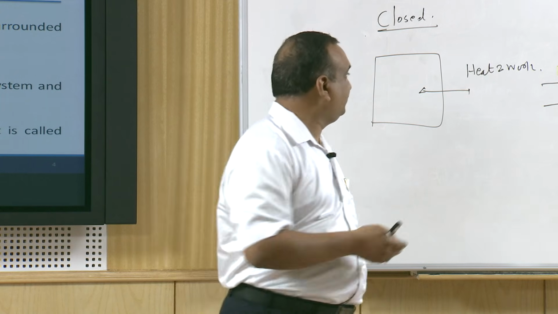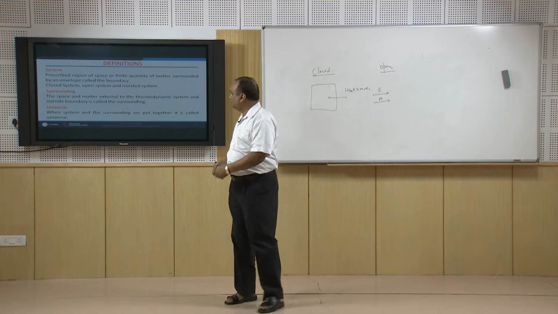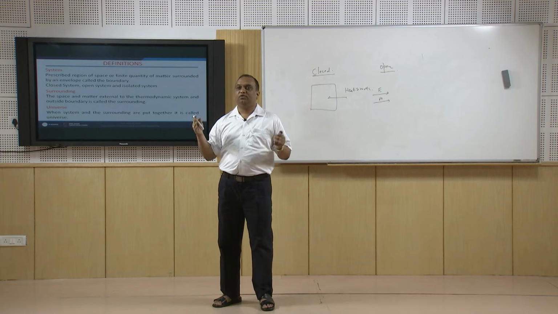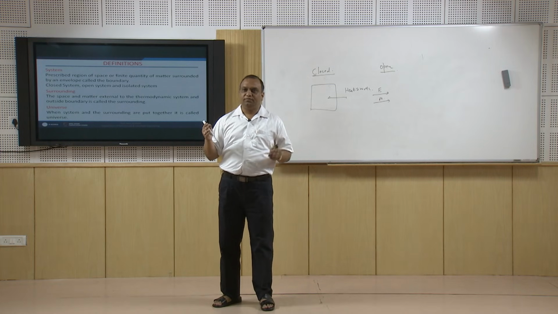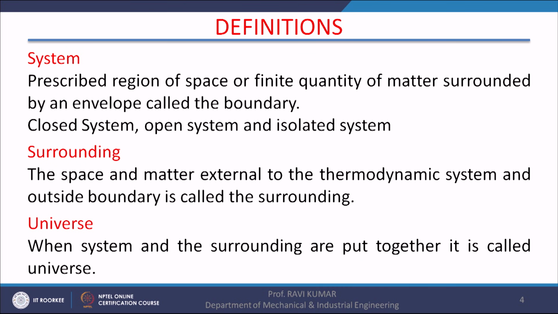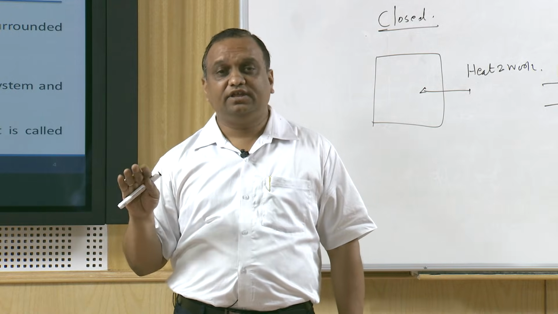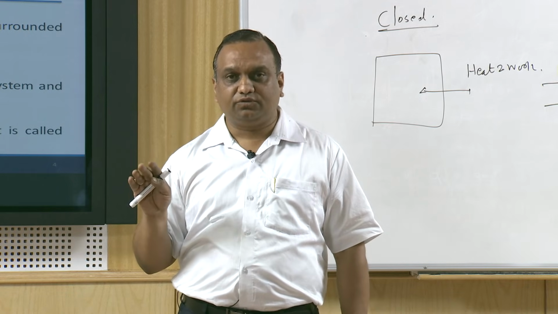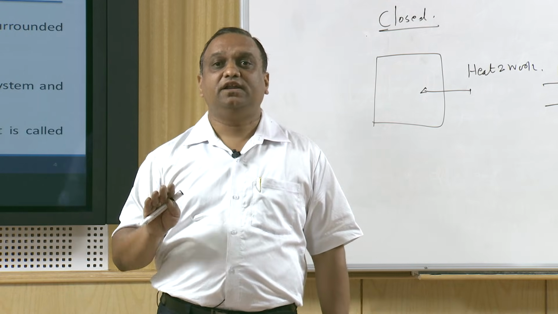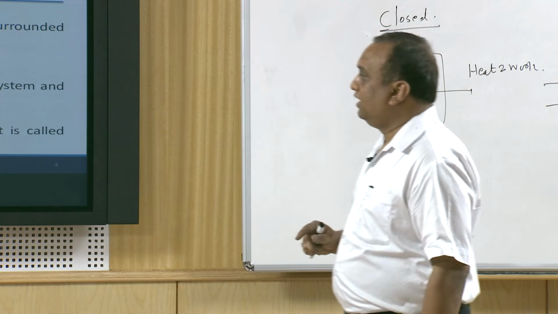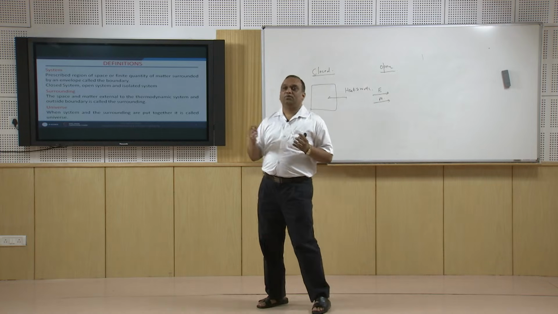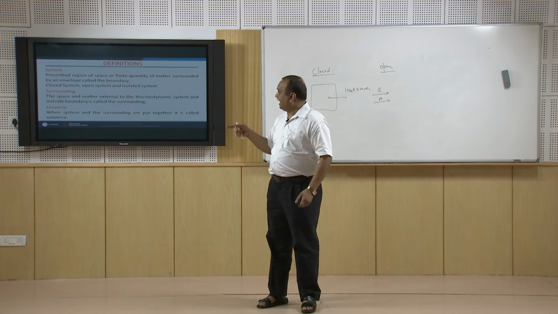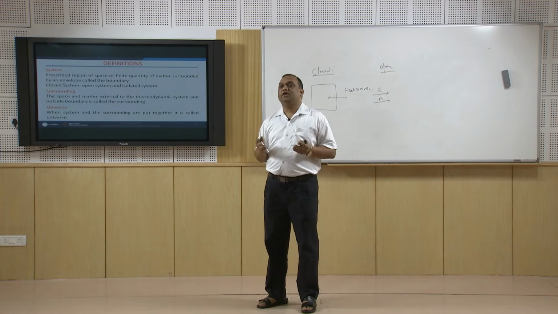Now, in the third case, that is the isolated system, if I close all doors and windows of this room and insulate the room walls and the roof, there will not be any heat transfer across the room wall, nor any mass transfer, and the room becomes an isolated system. Anything existing outside the system is the surrounding, and system and surrounding together make the universe.